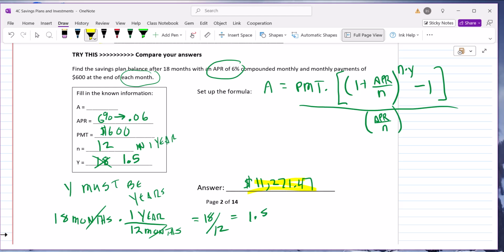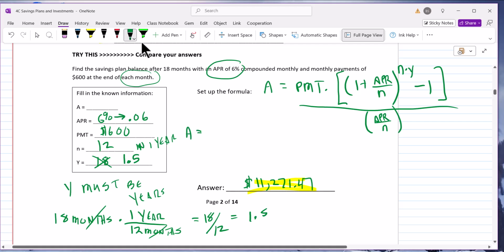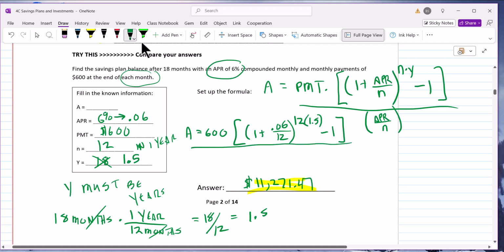First of all, the first thing I looked for on everybody's paper is, did you set it up right? Okay, and we did a good job with that. It's 600 times 1 plus 0.06 over 12 raised to the 12 times 1.5 minus 1, close your bracket, and then it's all over 0.06 over 12.